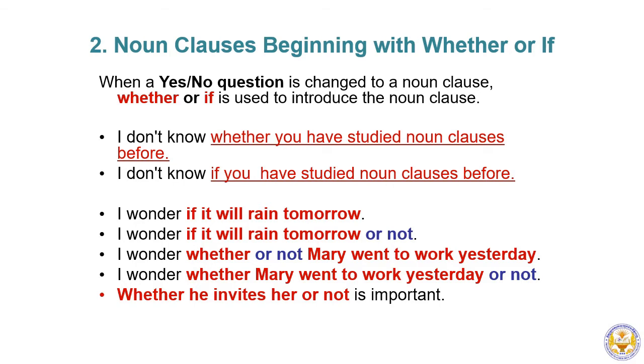I wonder whether or not. We can add the words or not. I wonder whether or not Mary went to work yesterday. I wonder whether Mary went to work yesterday or not. Whether he invites her or not is important. So this time, whether he invites her or not is important here. The noun clause here is the subject of the sentence.